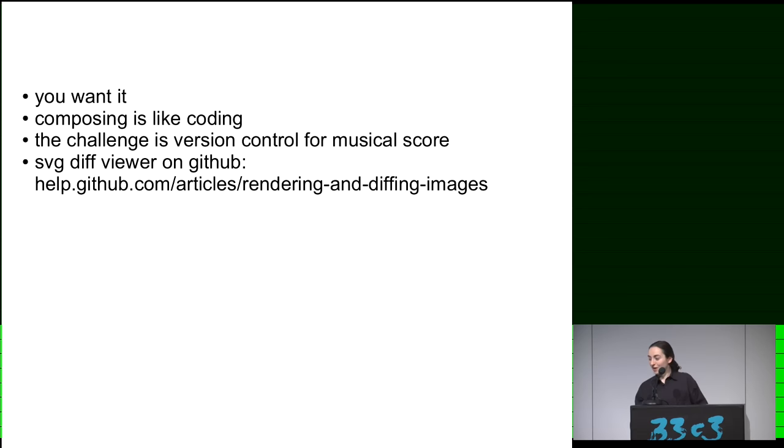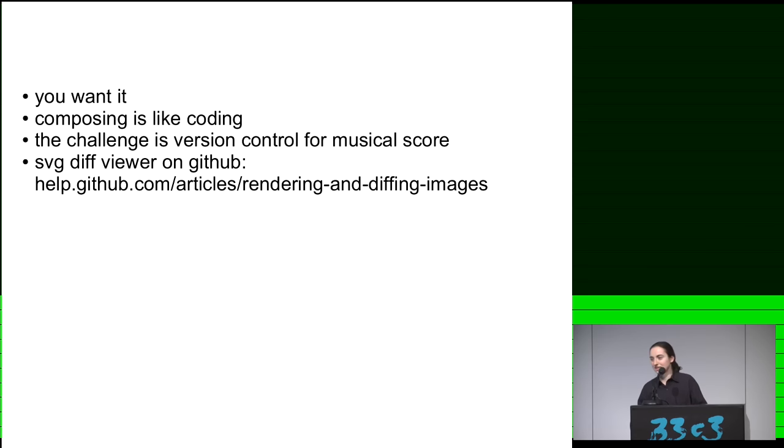The best I could find so far was to export, so I use MuseScore to export to an SVG file. And there is an SVG diff viewer on GitHub, which would be the closest to a solution that I found so far.